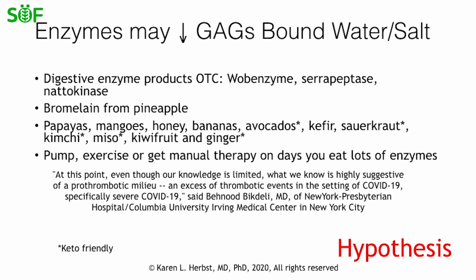And then there's another idea that I had. We want to decrease that fibrosis and break up that glycosaminoglycan gel. And I think digestive enzymes are useful in doing that. I think you're familiar with Wobenzyme. It's an enzyme product out of Germany. I do believe it's available outside of Germany and Europe. And there's other enzymes called serrapeptase or nattokinase, which we use here. But you can get enzymes from food. So bromelain from pineapple, papayas have a lot of enzymes, mangoes, honey, bananas, avocados, sauerkraut, kiwi fruit, ginger.